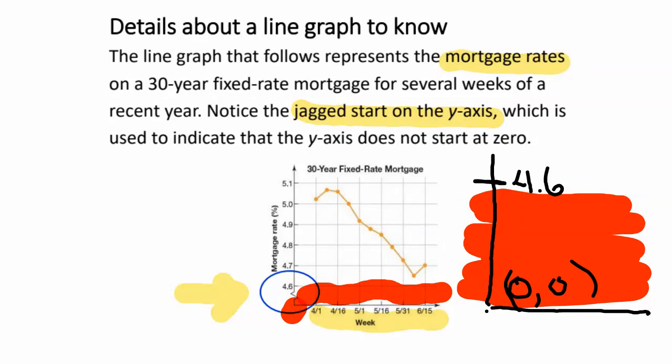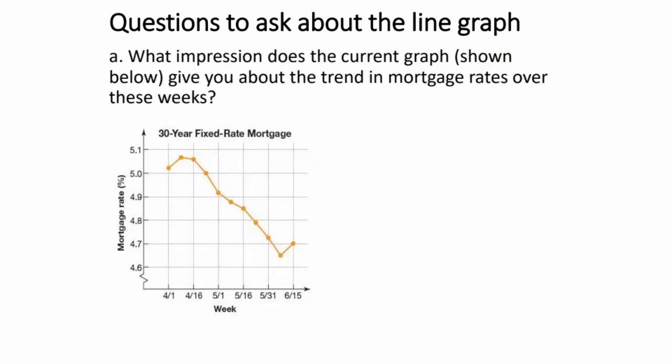And if you notice, mortgage rates go up very slowly. They go up by 1/10 of a point. Well, 4.6, 4.7, 4.8. Notice I'm going up by ones, and I'm basically eliminating 0.1, 0.2, 0.3, 0.4, because my mortgage rates already have a bottom, 4.6. So be aware that jagged is going to come into play. Also, they are going to ask you questions about a line graph.